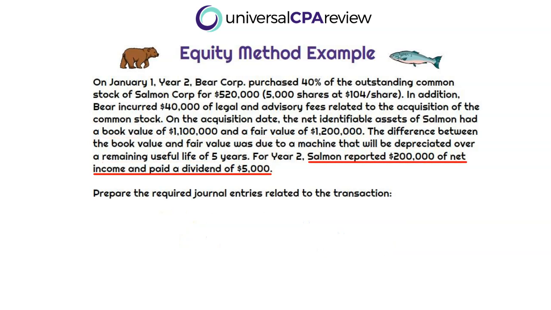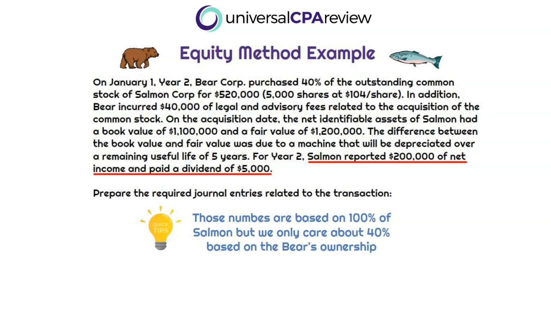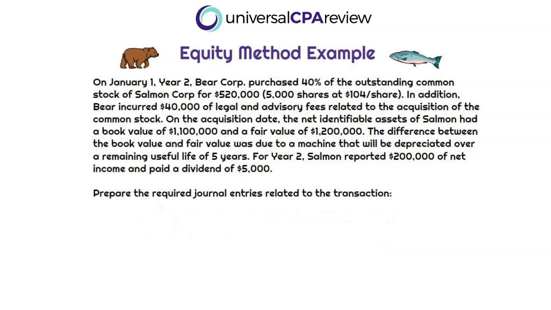And then the last sentence says that for year 2, Salmon reported $200,000 in net income and paid a dividend of $5,000. So that's for 100% of Salmon. Remember, we only have 40%, so that's going to be very important to recognize, because a lot of multiple choice questions will give you the values assuming 100% ownership, but you have to recognize that we only take pro rata, or based on our percentage ownership. So we're going to go through all 5 steps and prepare the required journal entries related to this transaction.